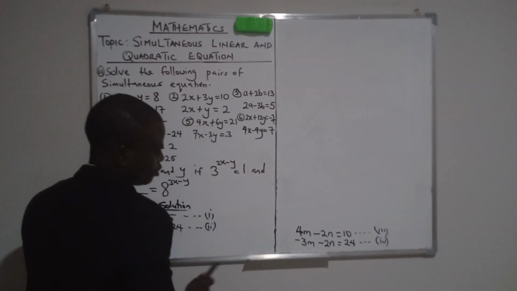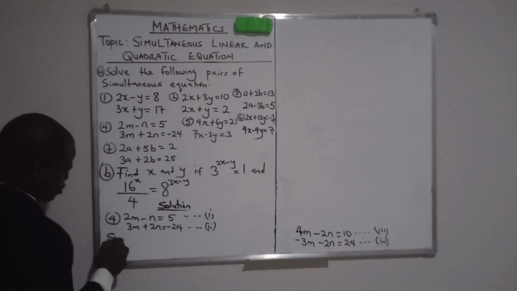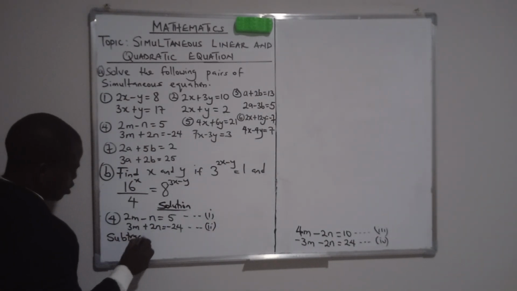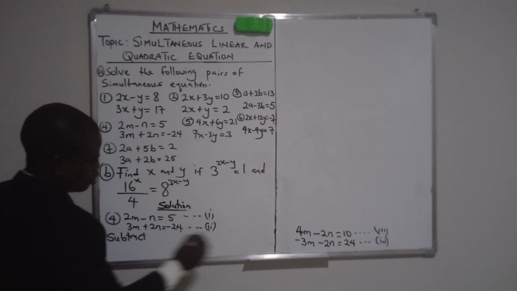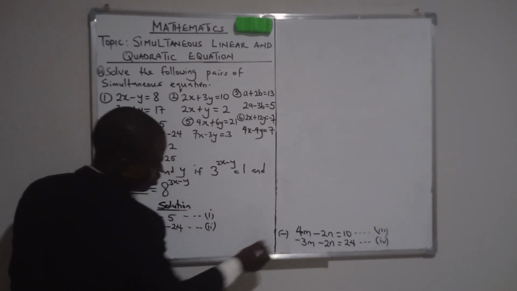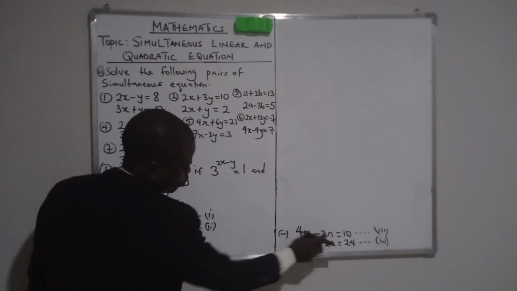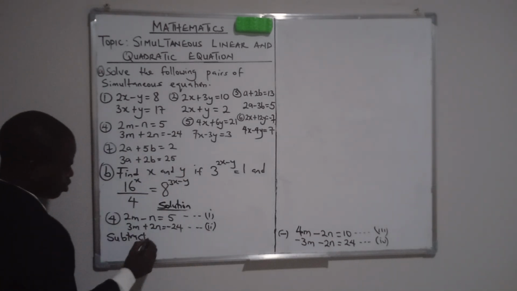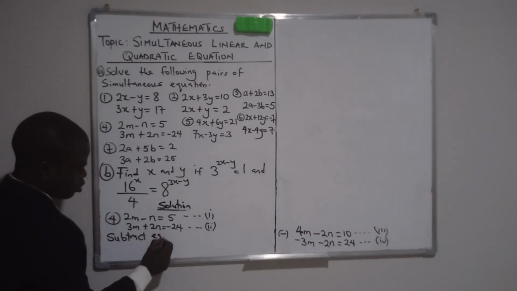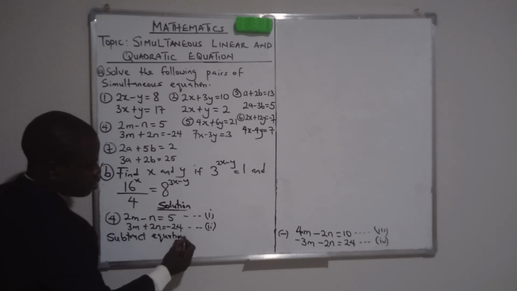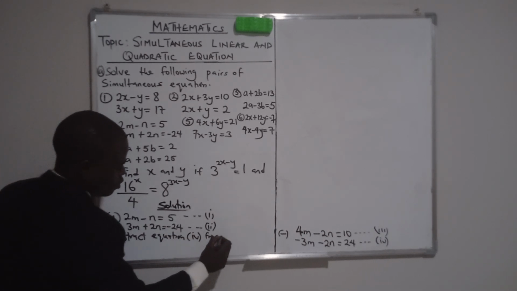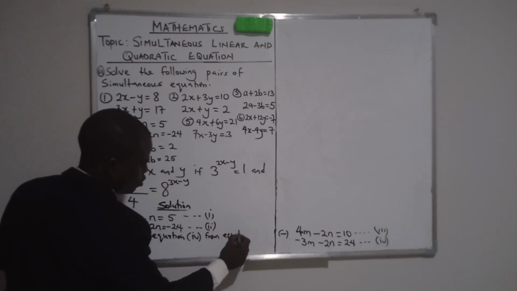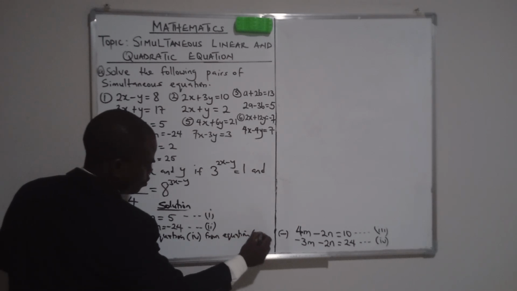What you now do here, now say subtract equation, so that negative will be here. So now turn one of them to positive, so that I can cancel out. Subtract equation 4 from equation 3.